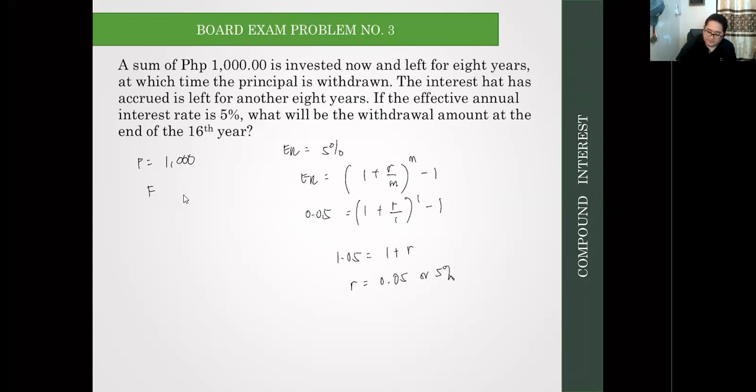Okay? So, yung future value natin after 8 years will be, so compounding tayo. 1 plus R over M, raised to PM. So, 1,000 times 1 plus yung rate natin na 0.05 annually, then 8 times 1. That will be 1,000 times 1.05 raised to 8. This is 1,477.455. So, ito yung amount after 8 years.